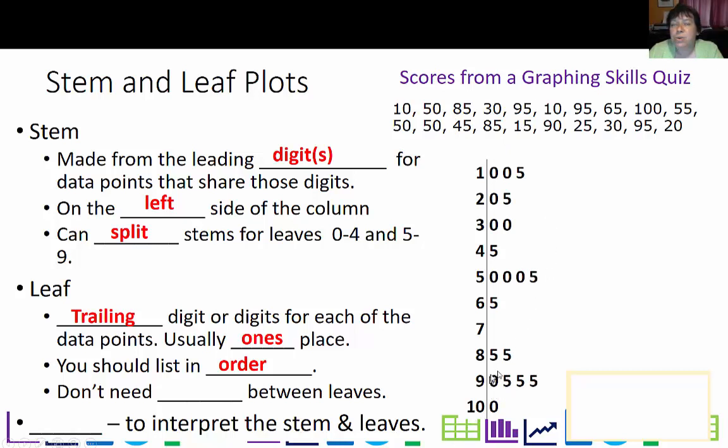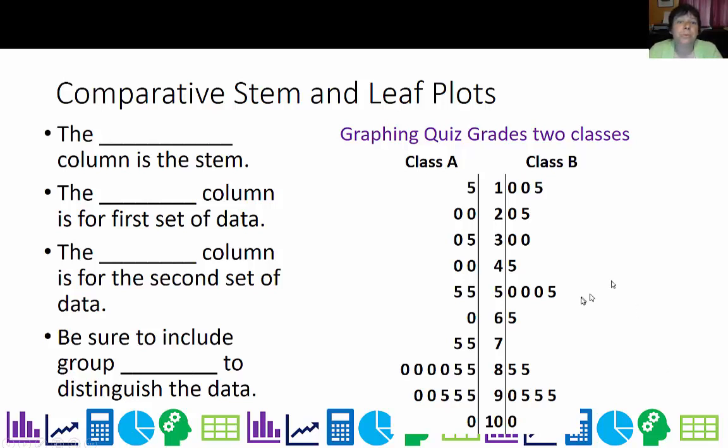See how I have that 0 there in front of the other 5s? Or the 50s, how I have this 55 in the middle of the group. I put that at the end, so I have 50, 50, 50, and 55. All right. Here you have 85, 85, 90, 95, 95, 95. You don't need commas between the leaves or spaces for that matter. It's also good to have a key to interpret the stem and leaves. So the stem is the tens place, the leaf is the ones place, and here we show you that 9/5 is a 95.